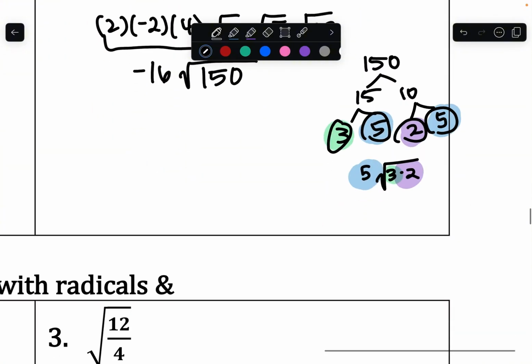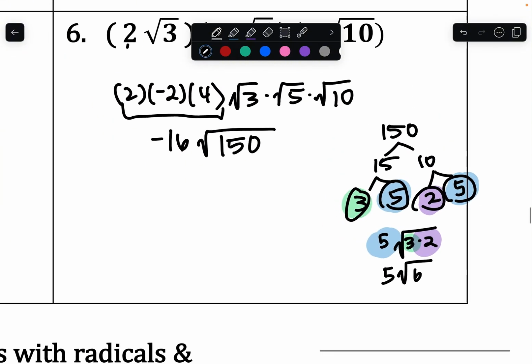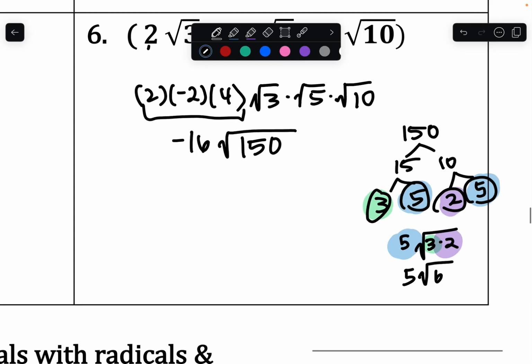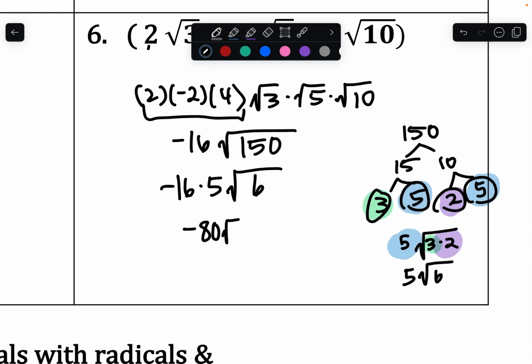Okay, and so we can combine the 3 and the 2 to become 6. And so that leaves us with 5 square roots of 6. So this 5 would get multiplied by this negative 16 out front. And then negative 16 times 5 is negative 80. So negative 80 square roots of 6 would be our final answer.